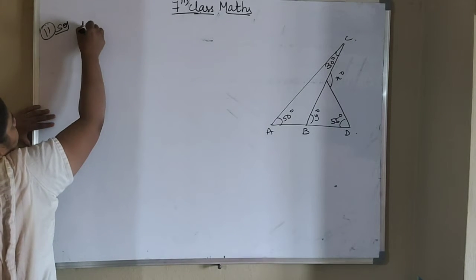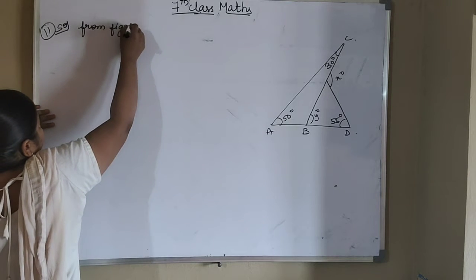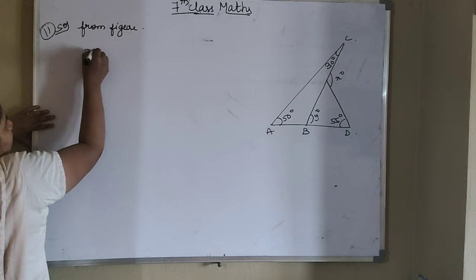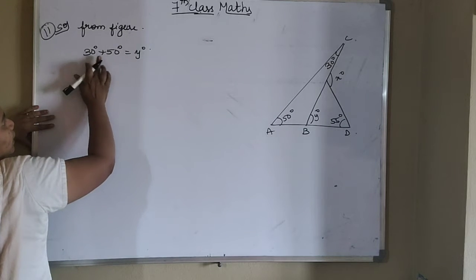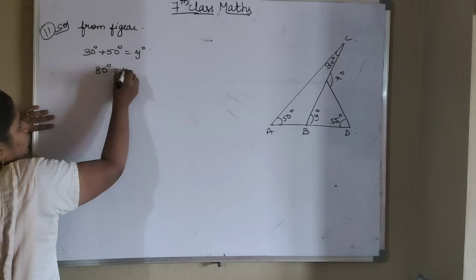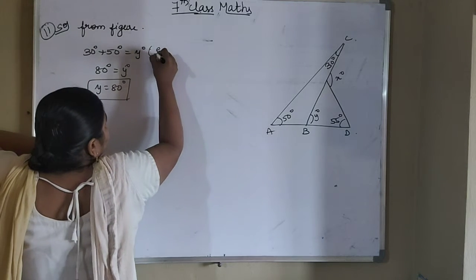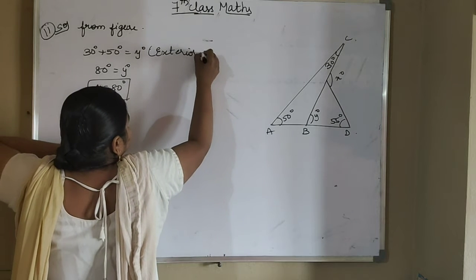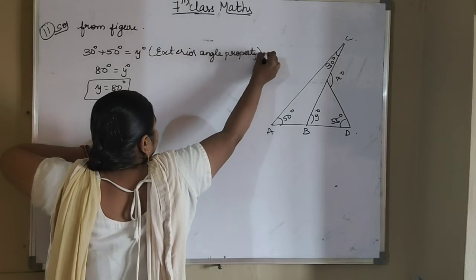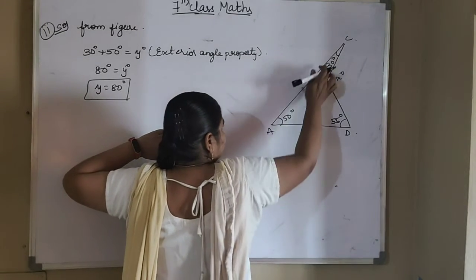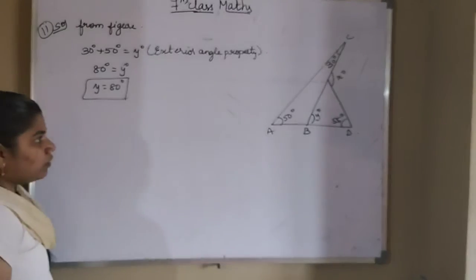So from the figure, 30 degrees plus 50 degrees will be equal to y degrees. 30 plus 50 is how much? 80 is equal to y degrees. So you got the y value as 80 degrees. Here you are using the exterior angle property, that is, the sum of two interior angles will be equal to the exterior angle. So this is our y value.